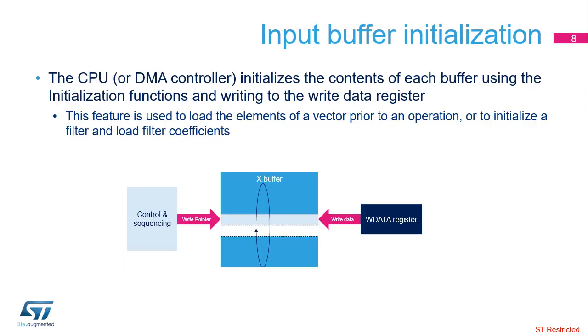Before starting a filtering operation, the CPU or DMA controller initializes the contents of input buffers using the initialization functions and writing to the WDATA register. The contents of input buffers can be either data to be filtered or filter coefficients. The data is transferred to the location within the target buffer, indicated by a write pointer. After each new write, the write pointer is incremented. When the write pointer reaches the end of the allocated buffer space, it wraps back to the base address.